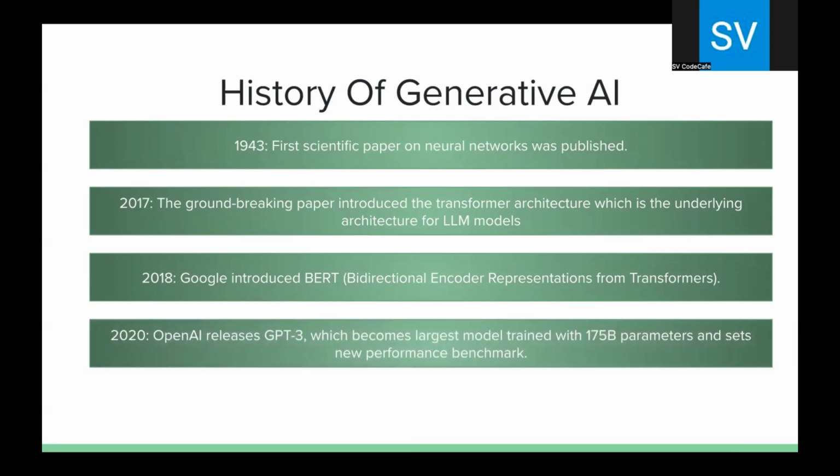In 2020, OpenAI released GPT-3, an AI model that set a new benchmark for performance in the field of AI. GPT-3 is trained with 175 billion parameters. So these parameters are like brain cells. They help it learn and make predictions. The more parameters a model has, the better it can understand complex patterns in data. With 175 billion parameters, GPT-3 could process and generate text with a level of accuracy and fluency that had not been seen before in previous models.